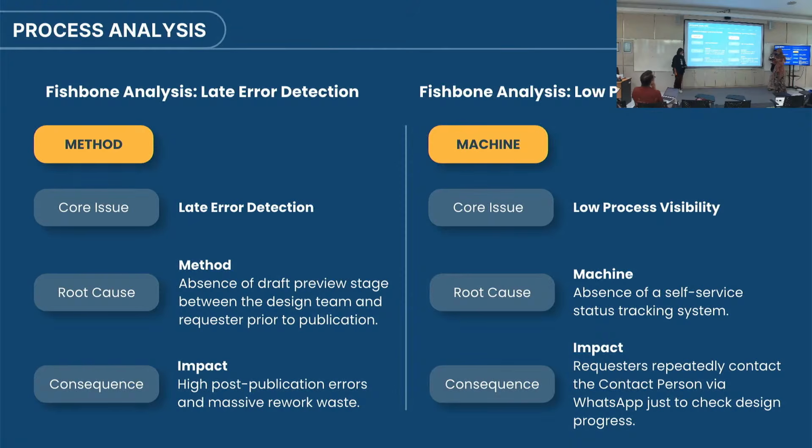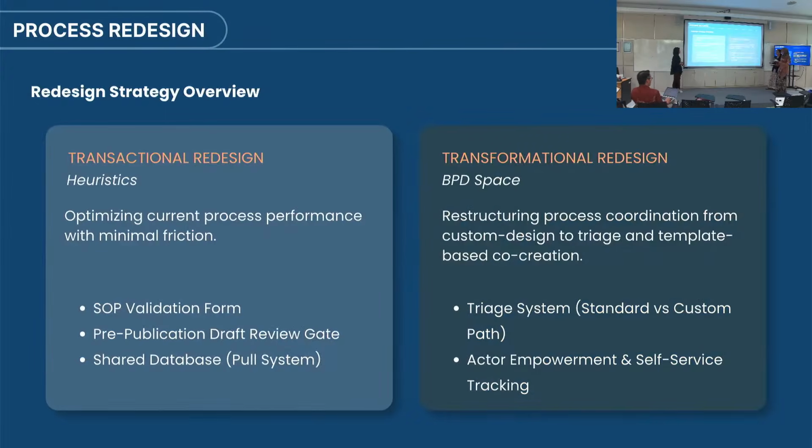Our fishbone diagram revealed 2 root causes. First, late error detection. There's no draft preview stage before publication, so errors are only caught after the content is published. Another major root cause is low process visibility. Requesters have zero visibility to track the request status, forcing them to constantly follow up with the contact person just to ask, "Is my design ready yet?" which disturbs the design team's work.